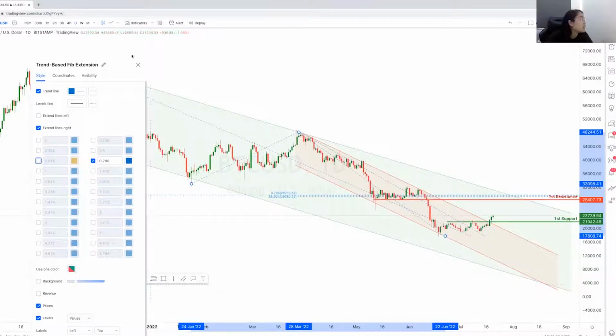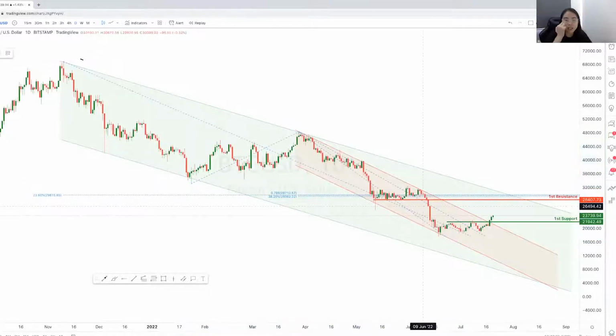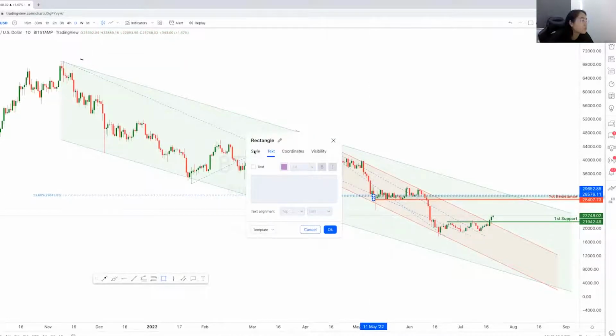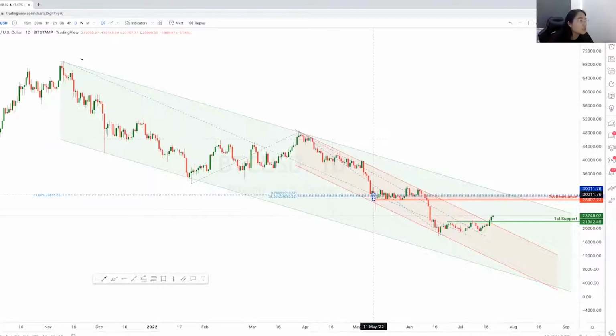Okay, now that I've identified my Fibonacci levels, I'm going to highlight this area. Why? Because support and resistance is never one number. It's more like a zone. So I'm going to highlight this zone. This is our first resistance zone. I'm going to turn it red so you know that it's resistance. Anytime it's green, it's support. Red means resistance.